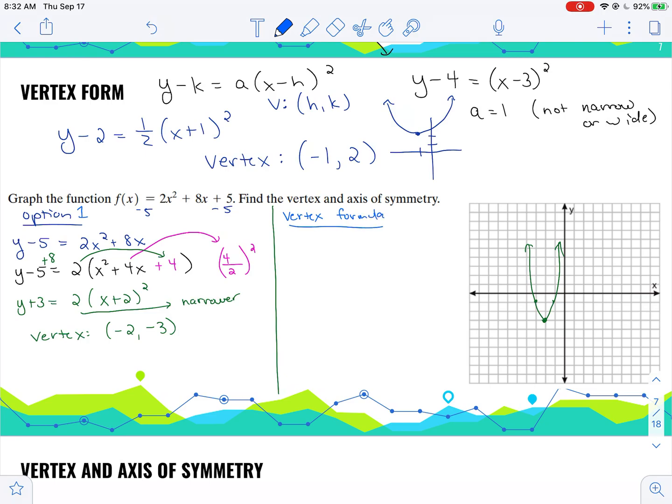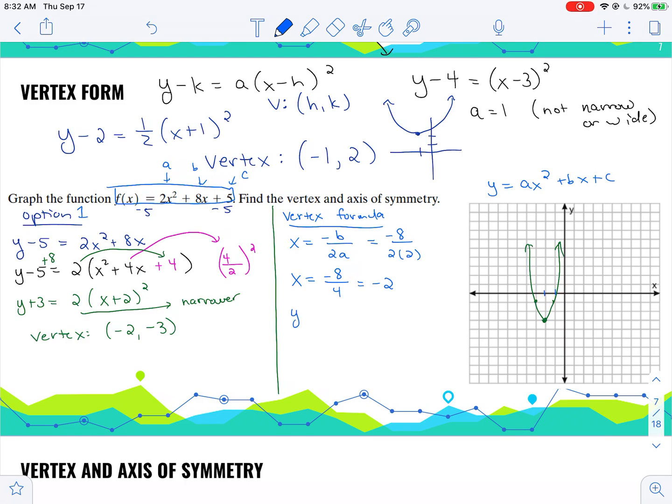Option 2 is there's a vertex formula. There's a formula that you can use when your equation looks like this: f of x equals 2x squared plus 8x plus 5. The vertex formula is the x coordinate for the vertex is going to be the opposite of b over 2a. You remember you have y equals ax squared plus bx plus c. So the b in this case is going to be 8, so -8 over 2 times a. Well, the a in this case is 2. So that would be a, b, and c. Now the x coordinate of my vertex is going to be -8 over 4, so it's going to be -2.